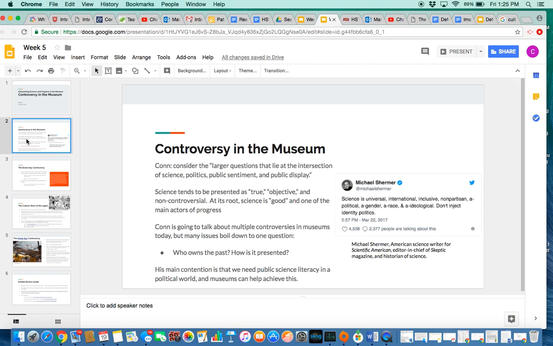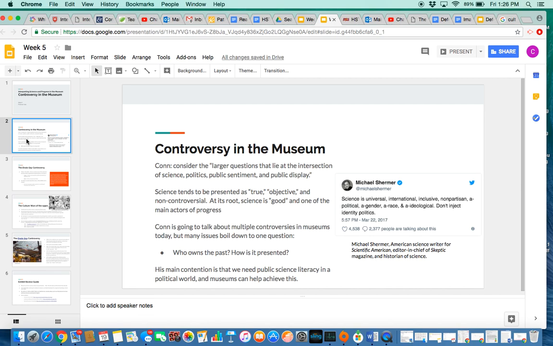So to jump right in here, when we're talking about controversy in the museum, and in the Science Museum in particular, Kahn is going to ask us to essentially counteract some of the common narratives that we tend to have about science and the way that it tends to be depicted in the museum. Science typically in a public sphere tends to be depicted as something that is true and objective and non-controversial in a world where so many things are full of false claims and subjectivity and these gray areas that create controversy.